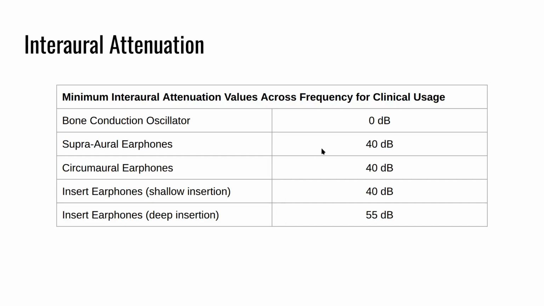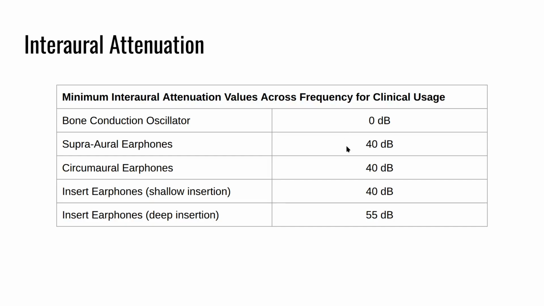So the bone conduction oscillator has a 0 dB intraoral attenuation factor. That means that if you have equal hearing in both ears and you present a bone conduction stimulus, you don't know which cochlea is being stimulated. It's generally the better hearing ear, but if there is no better hearing ear because hearing is equal, you don't know which cochlea is being stimulated. And it could be both cochleae being stimulated.